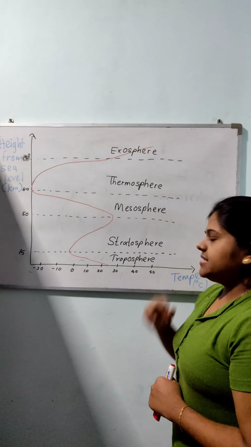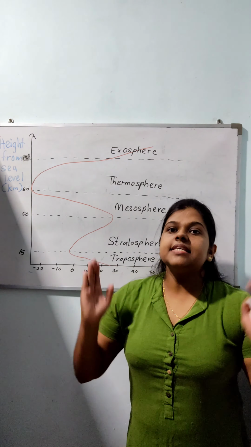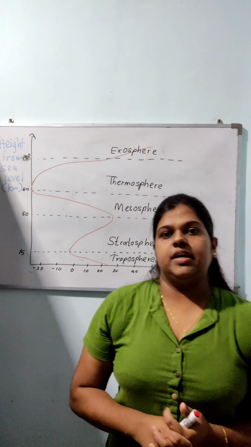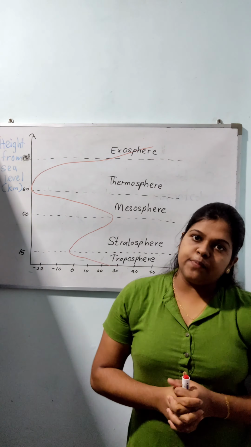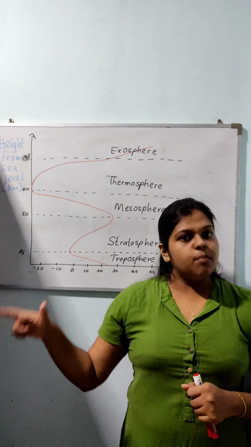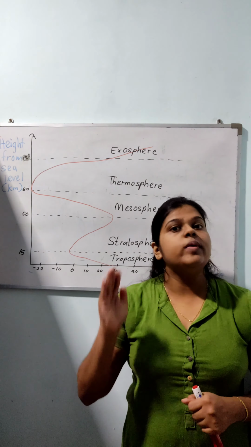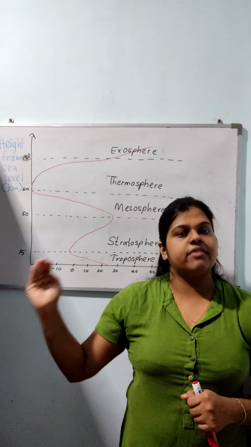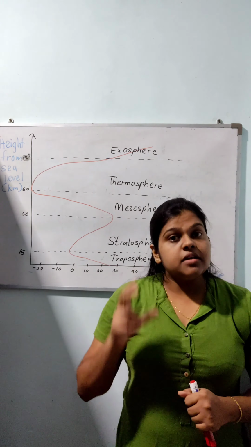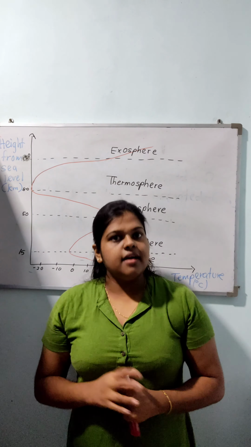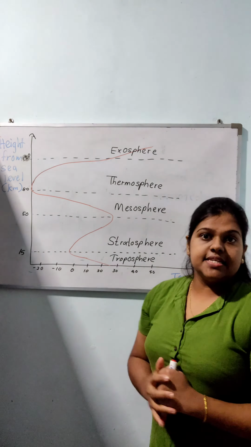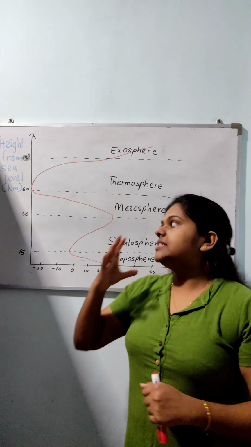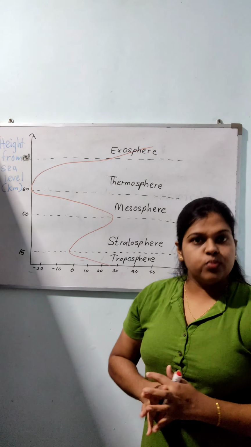The next layer is the stratosphere. This is an important layer in our atmosphere because it is the place where the ozone layer is present. The ozone layer is important in absorbing the UV radiation, the ultraviolet radiation of the sun. Because it absorbs these ultraviolet rays, its temperature is increasing. Since it is absorbing the ultraviolet rays, the temperature of the stratosphere is very high.